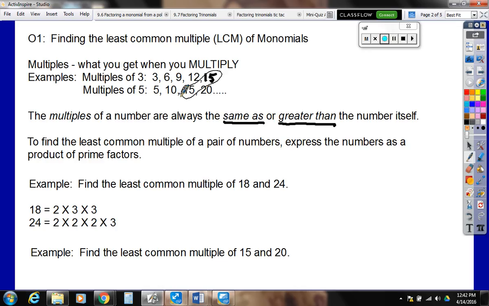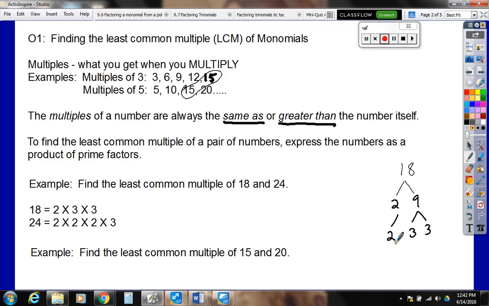So what we can do is express each number as a product of prime factors. That's what you did in elementary school, where you took the number and you broke it down into its factors. So 18 would have been 2 and 9. 9 could have been broken down further into 3 times 3. Remember doing those? I used to like doing those in elementary school. I thought they were fun. So that's the product of prime factors. You break it down until you can't break it down anymore. So 18 looks like this.